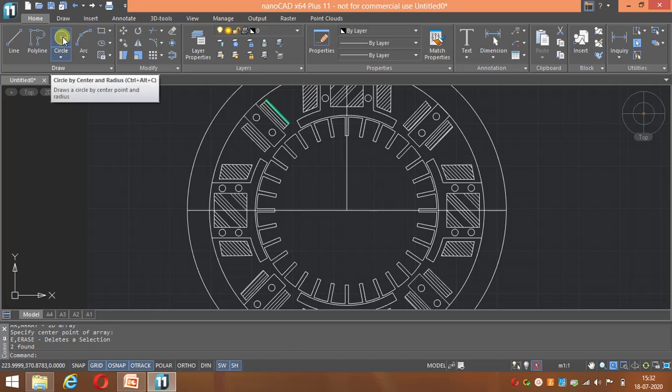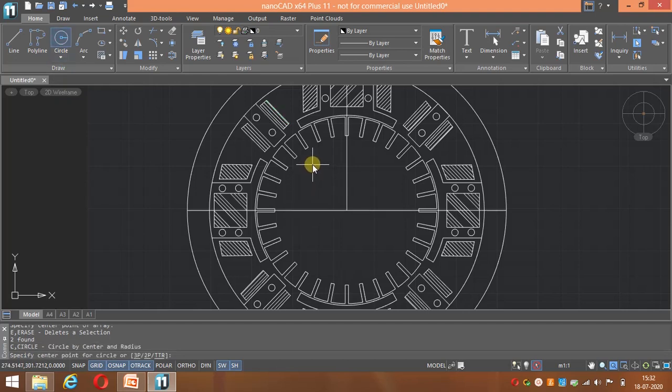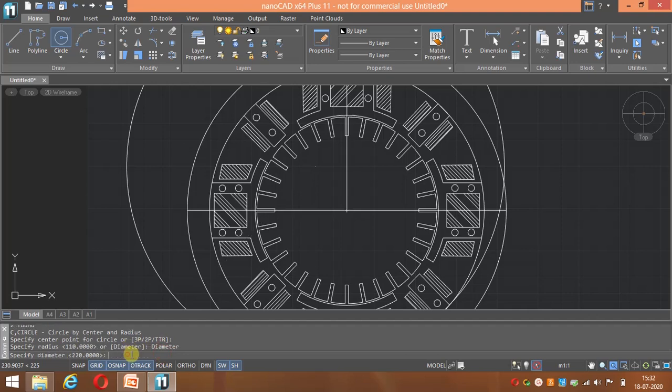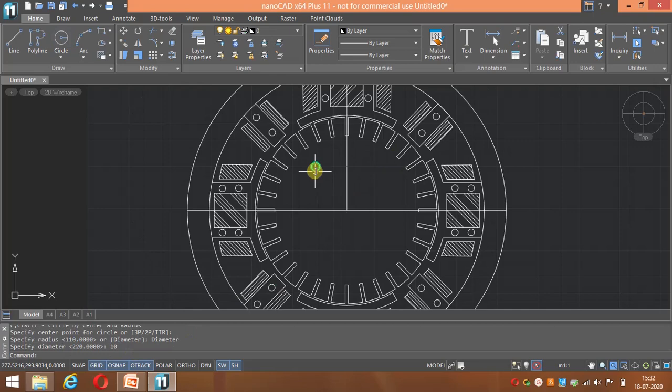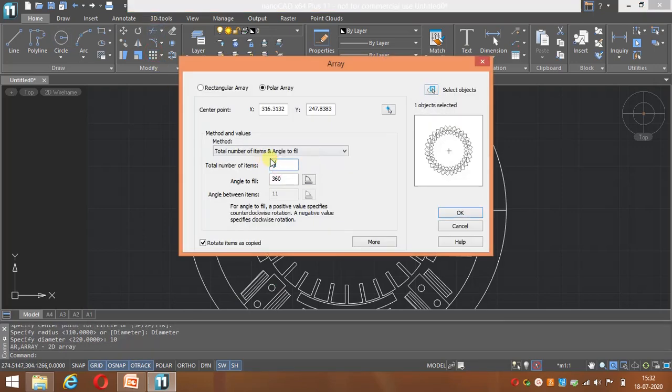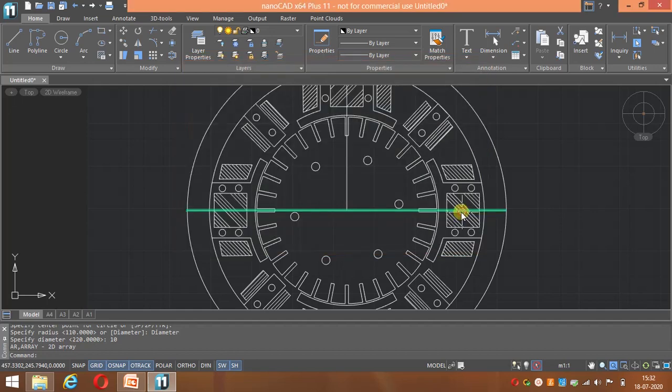There are 6 of them, and each has a 10 mm dia. So let me take a circle, and dia itself is 10 mm, not radius, dia. Okay, and this should be 6 numbers. I will be going with polar array again. There are 6 ventilating holes. Okay, this is what 6 ventilating holes look like.